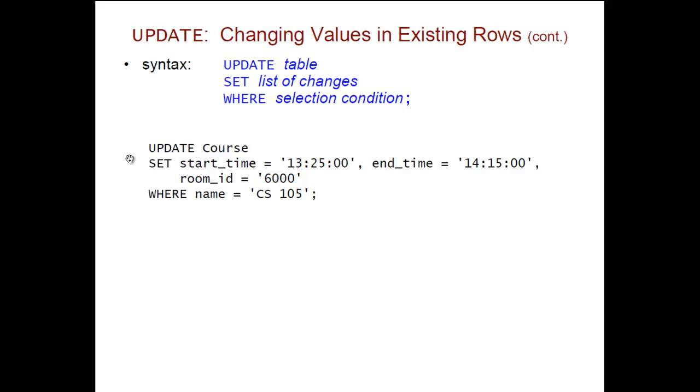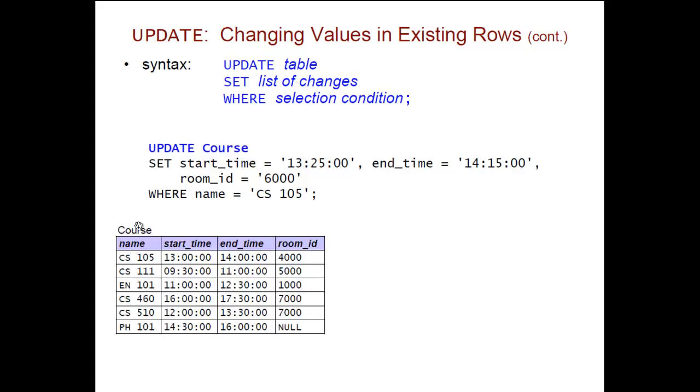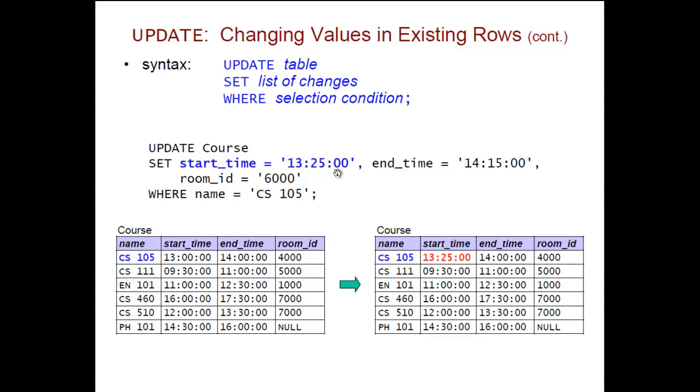If we need to change more than one value in a given row, we can just specify a list of changes separated by commas. So here I'm saying I want to start with the course table. I then want to find the row that matches this where clause, and that gives me just the first row, because that's where the name of the course is CS105. Then I'm making 3 different changes. I'm changing the start time, and this value is being stored in that start time cell. Then I'm changing the end time, and I'm going to take this value and store it there. And finally I'm changing the room ID value. I'm taking the 6000 and storing it there. So I've made 3 different changes to that row in this one update command.